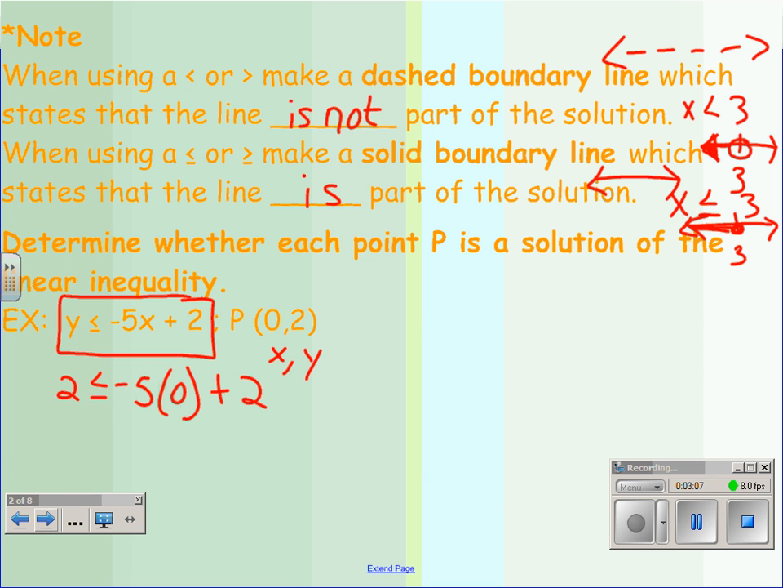We're just trying to see if this statement is in fact true. 2 is less than or equal to negative 5 times 0, which of course is 0, plus 2, and that is a true statement. Therefore, the ordered pair (0, 2) would be part of this solution set. So we say true, yes, it is a solution. You simply use substitution to see if it works out. If, of course, that statement was false, then it would not be part of the solution.